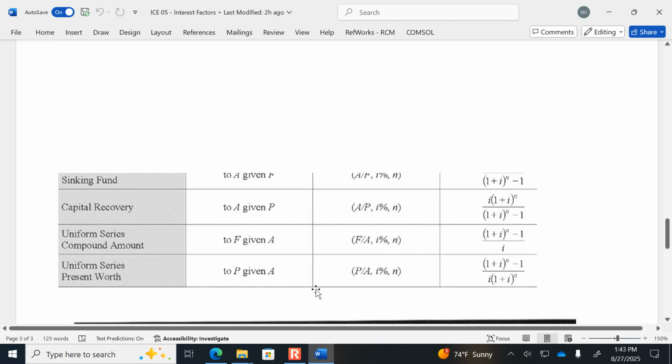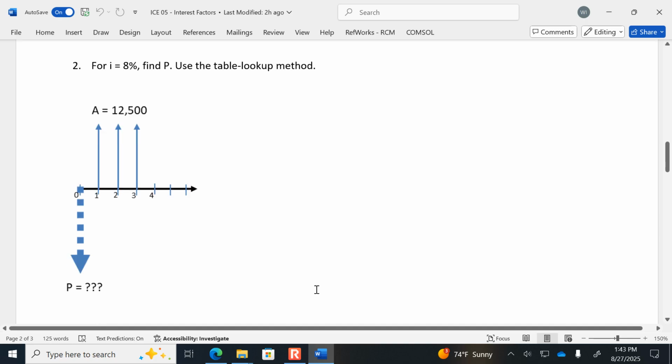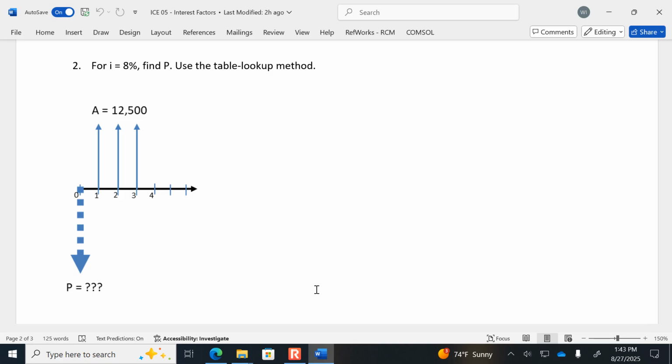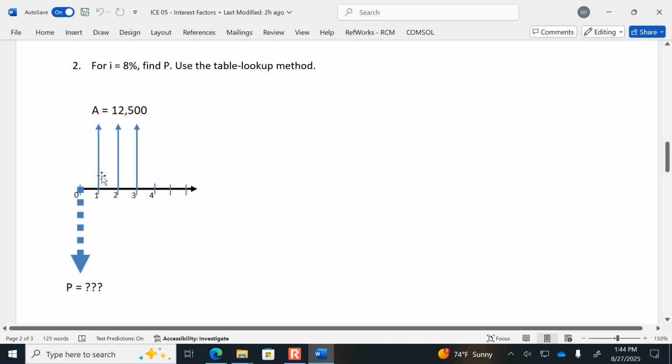Okay, so the second problem was graphical. So this is find P given A. Use the table lookup method. So that means this 8% table. So go to the column that says P/A, find P given A. Now, what is N? Is N 1, 2, 3, 4, 5, 6? Because there's 6 lines on the cash flow diagram? No. It's 3. It's not 4. It's only the number of years where there's actually money happening in our annual series. So how many annual payments are there? There's 3 of them. So N equals 3.